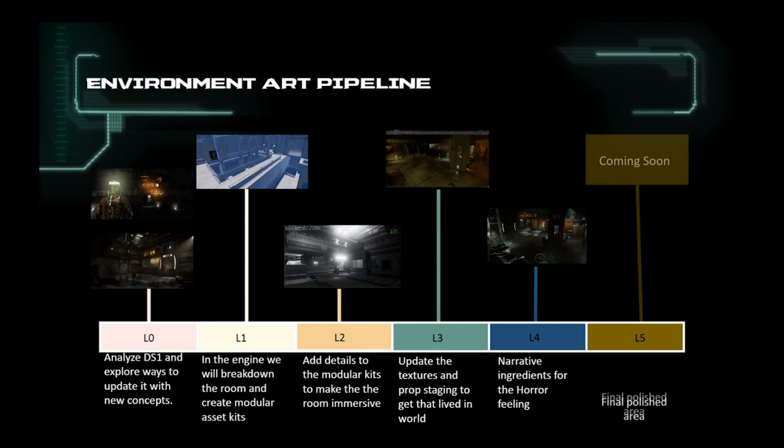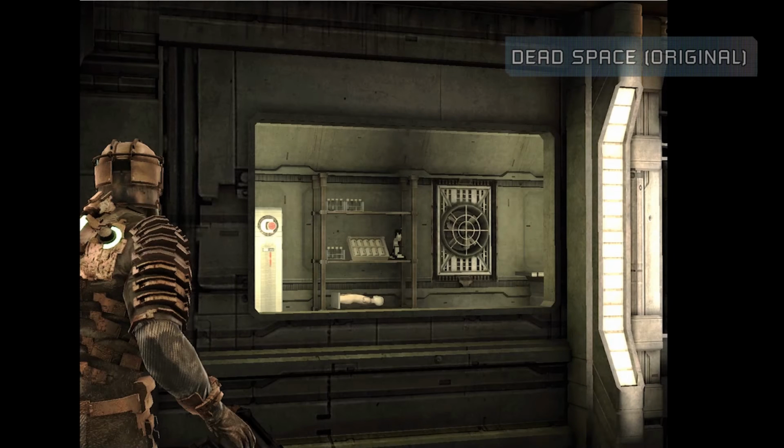L5 is where the polished elements of all the art department get integrated to give that final high-quality next-gen Dead Space look and feel. This will be coming soon. Just to get a proper understanding of where we are in the production for this area, we are here in the beginning stages of our L4 phase. Now that you know how we work, we want to next demonstrate how we will remake these assets.